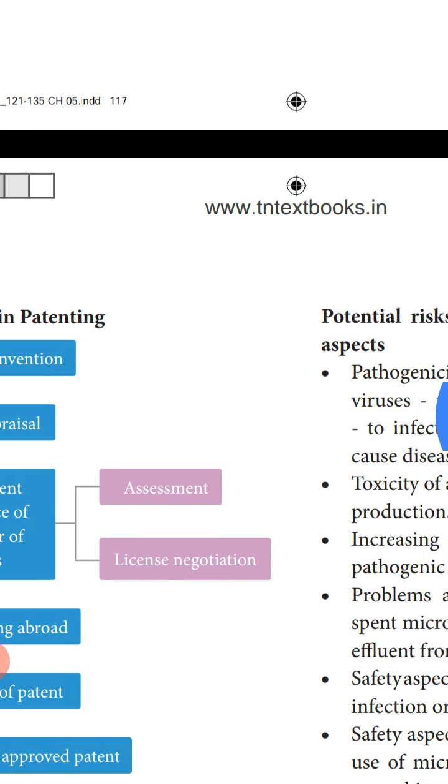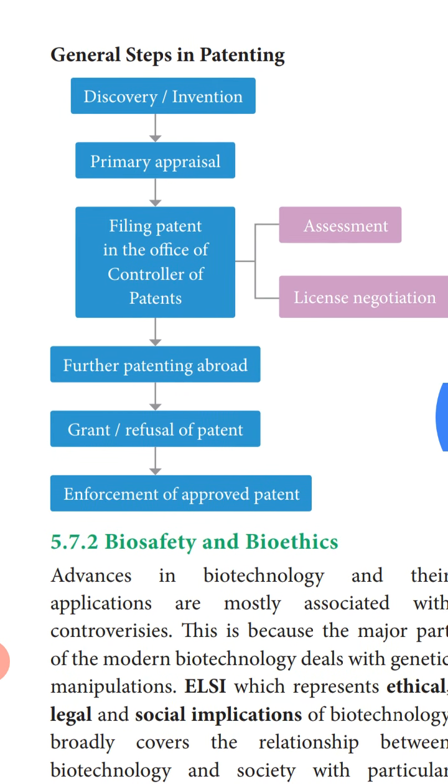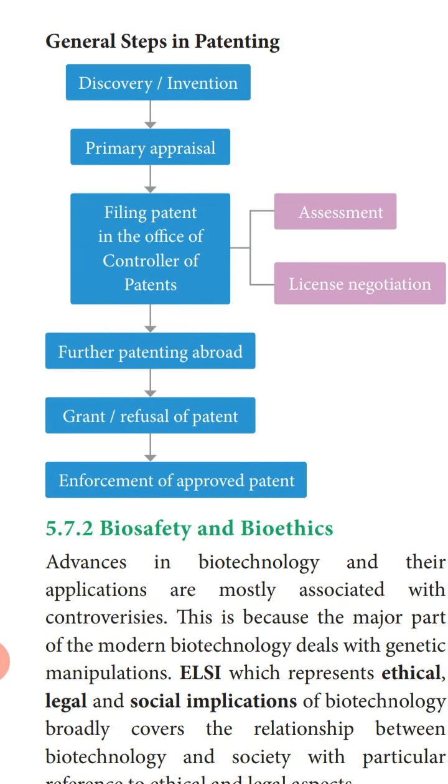Next we will be studying the steps involved in patenting. So here the discoverer or the invention, primary appraisal, filing the patent in the office of the controller of the patent. Further, the assessment is done or the license negotiation is done. Further patenting abroad, then grant or refusal of the patent. So whether the patent can be given or not is decided there. Enforcement of the approved patent. If the inventor has been given the patent, if it is accepted, then approval is given here.